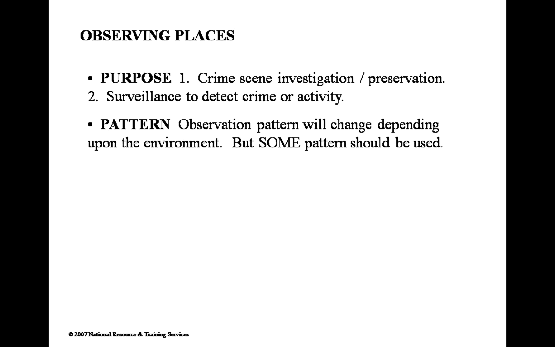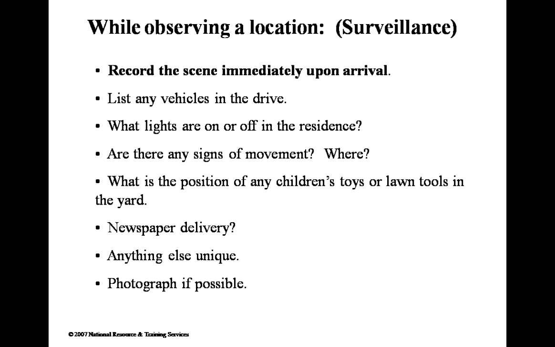When observing places, purpose one is for crime scene investigation and preservation. Purpose two, surveillance to detect crime or activity. Observation pattern will change depending upon the environment, but some patterns should always be used. While observing a location, record the scene immediately upon arrival. List any vehicles in the drive. What lights are on or off at the residence or other location. Are there any signs of movement?